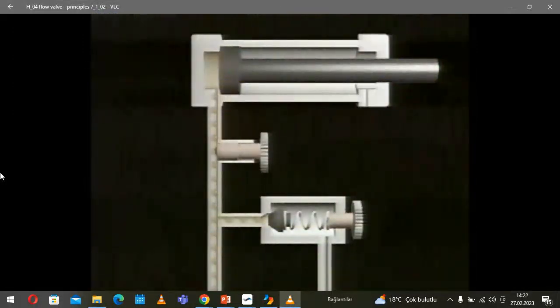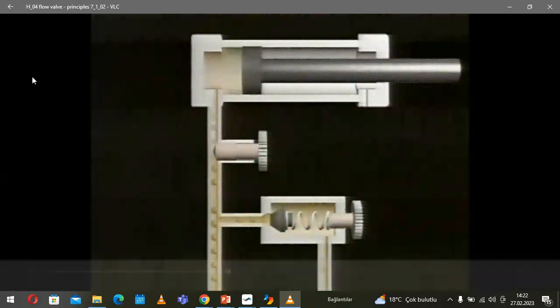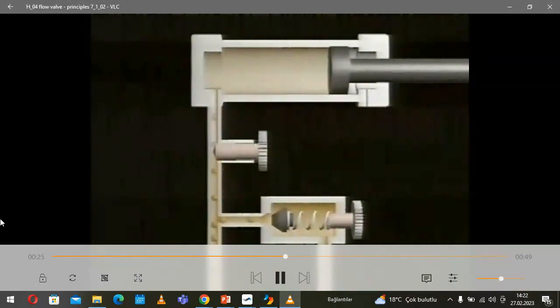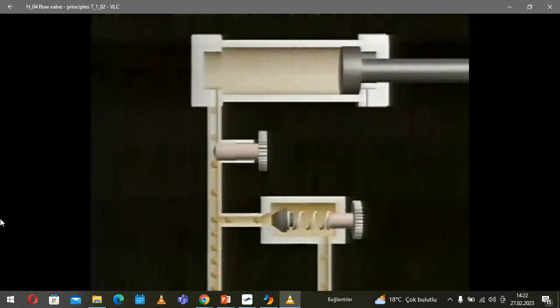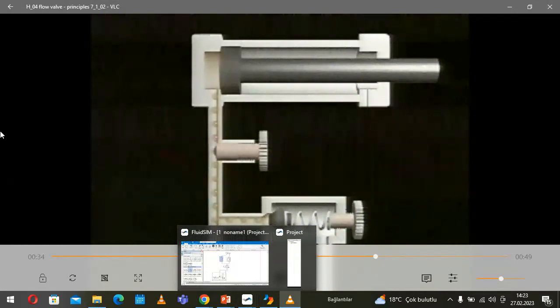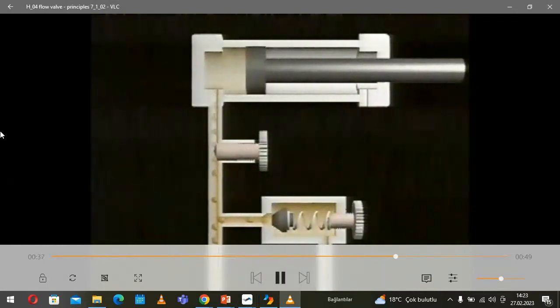If the restrictor narrows the passage through the line, pressure rises upstream of the point of restriction. This restrictor causes the pressure relief valve to begin to open, and the flow rate is divided. One part of it flows to the cylinder, the other back to the tank. So flow rate is reduced by the interaction of two valves.